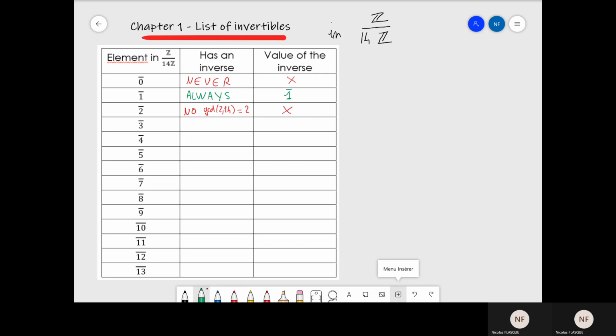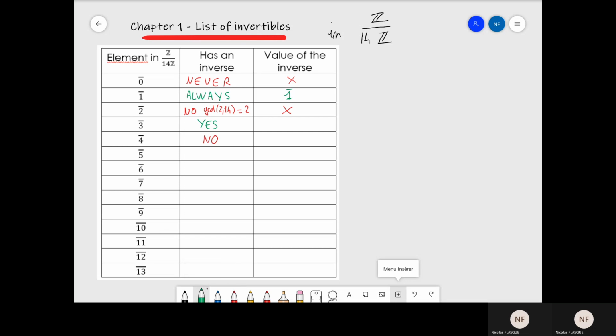The GCD of 3 and 14 is equal to 1. Actually, 14 is 2 times 7. So all numbers which have either a 2 or a 7 in their decomposition will not have a GCD equal to 1 with respect to 14. So here, 3 bar has an inverse. So let's go again using this GCD criterion, as 4 is an even number. The GCD of 4 and 14 is not equal to 1, it's equal to 2. So 4 has no inverse in Z over 14Z.